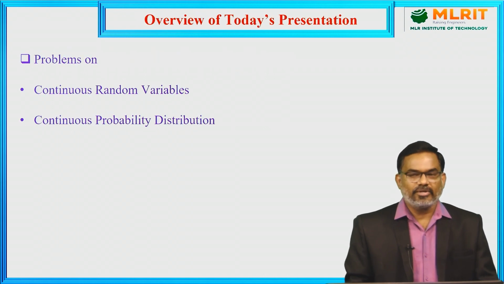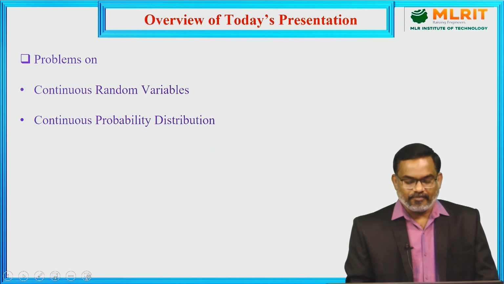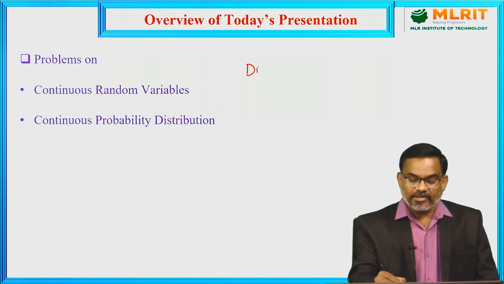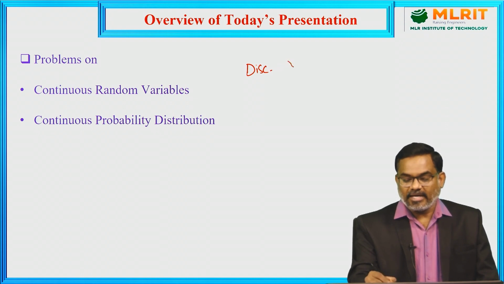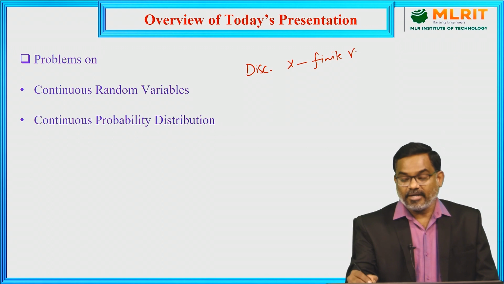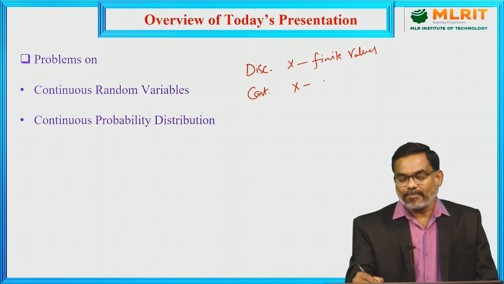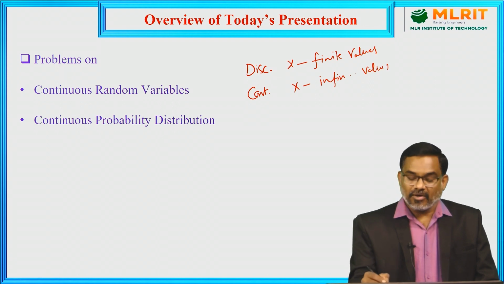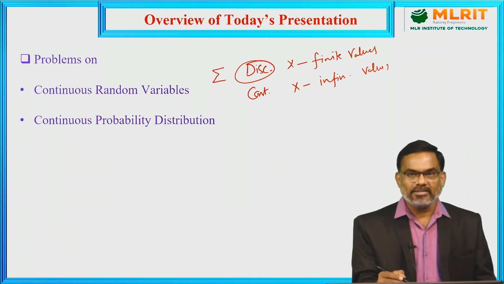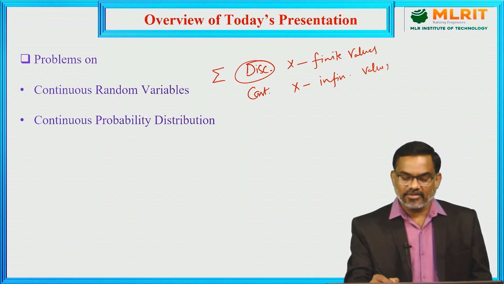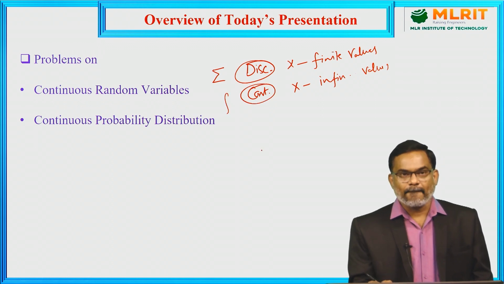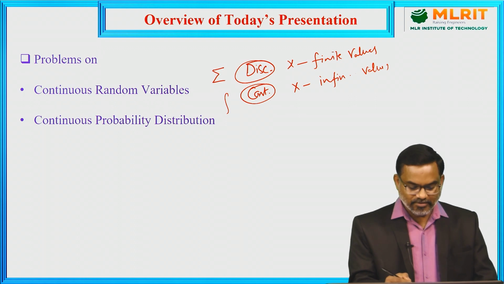Today, I would like to discuss some problems on continuous random variable and continuous probability distribution. A random variable is said to be discrete if X takes a finite number of values. A random variable is said to be continuous if capital X takes an infinite number of values. In the case of a discrete random variable, we use sigma notation to represent the sum of the probabilities, whereas in the case of continuous probability distribution, we use the integral notation. Now, let us discuss some problems on continuous probability distribution.